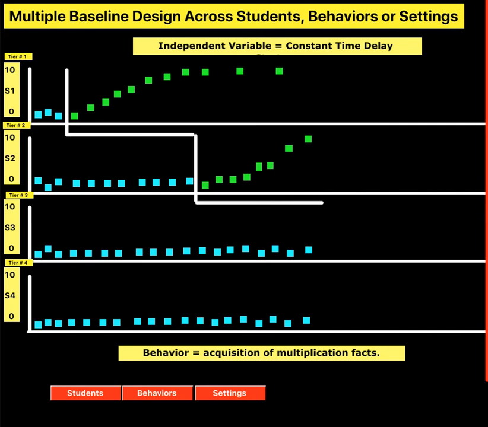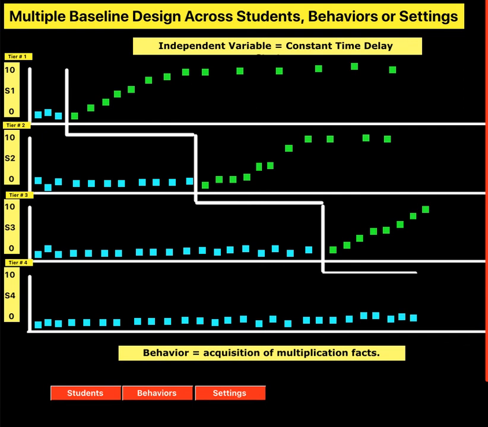Now we've intervened in tier 2, and notice that in tier 2, the data has moved in a therapeutic direction. Notice in tier 1, we took some probes to see that the student in tier 1 still maintained the information that they knew, and they did. We did not intervene in tier 3, but we continued to take baseline data, and we did not intervene in tier 4, and we continued to take baseline data. The data is stable in tier 3 and tier 4. So now we can intervene in tier 3.